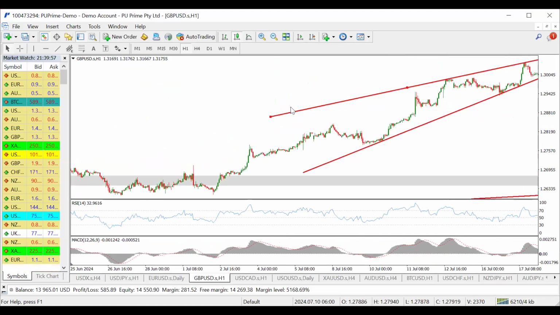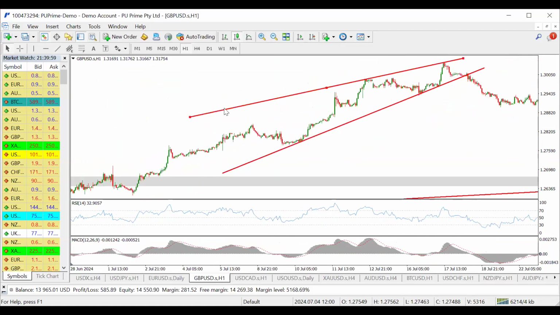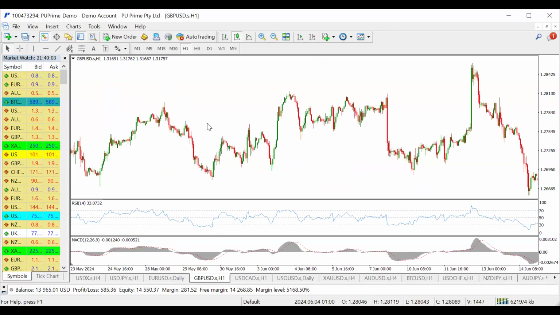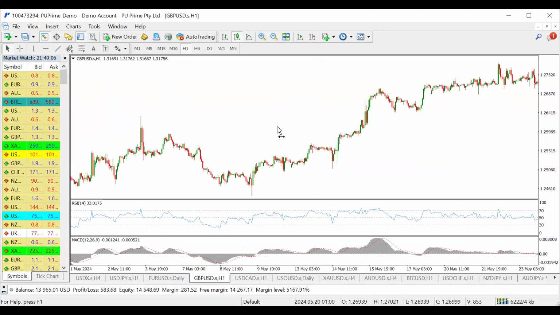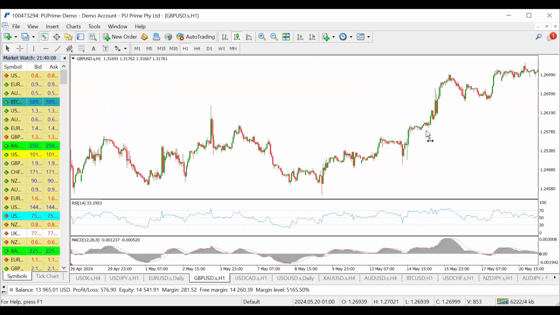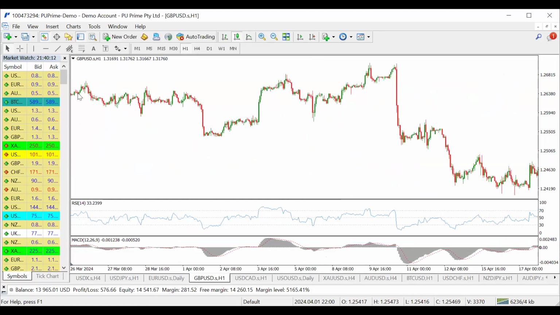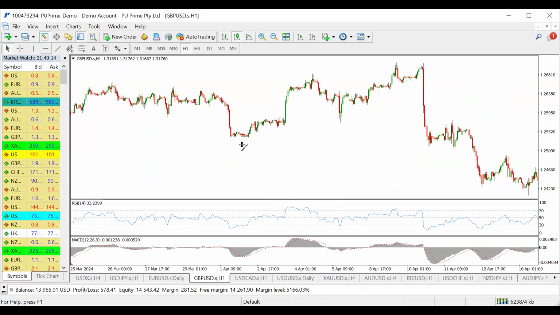I don't want to take this one. I would prefer, let me look for another one. Sometimes you need to filter them. All right, I think I found another one.